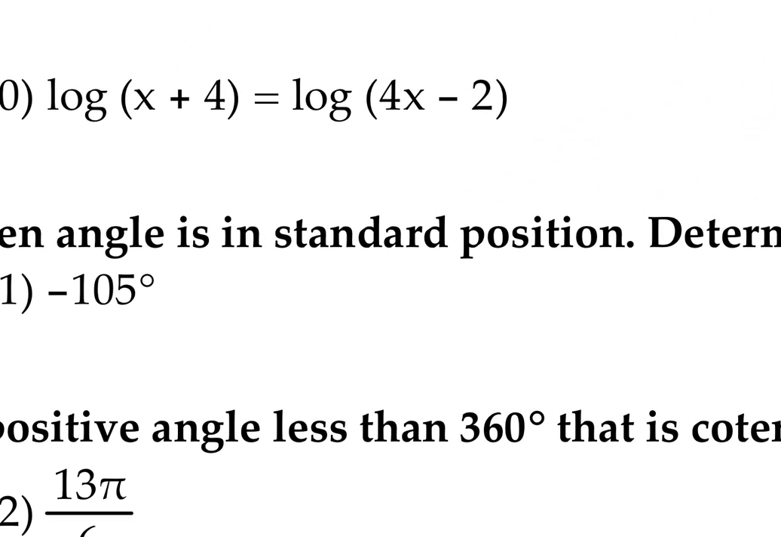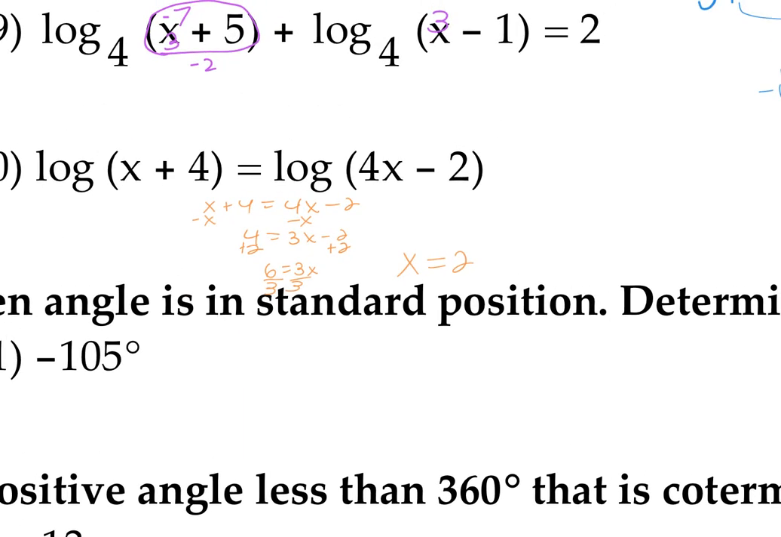For 30, there's 1 log on either side of the equal sign, so I use the 1-to-1 property, which just says ignore that log and set these equal to each other. Subtract the x, add the 2, divide by 3, and x equals 2. Make sure I can plug this in. 2 here makes this 6, which is fine. 2 here makes this 6 minus 2, which is 4, which is fine.